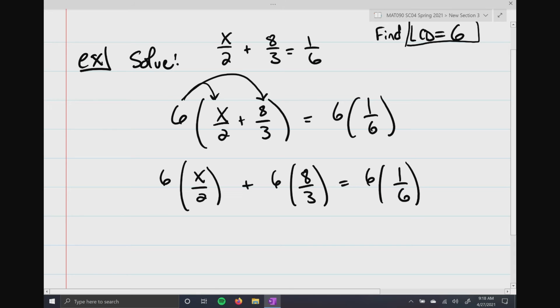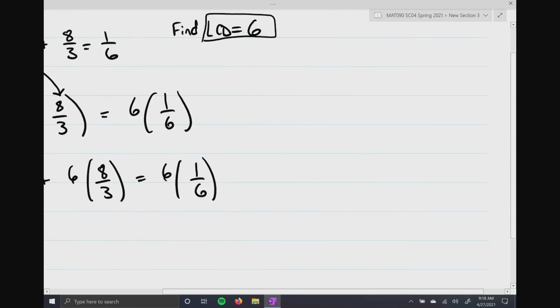That was it. Now, here is why we want the LCD. I'm going to go ahead and take the very first fraction here. I'm going to show you what's happening. So I'm going to scroll over to the right.